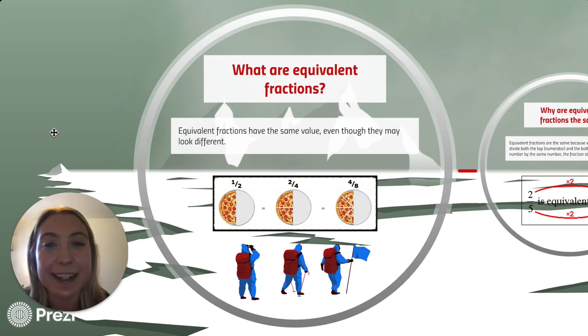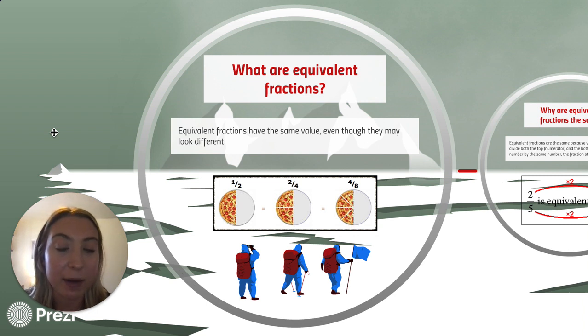Hello third grade, we're continuing with math today with equivalent fractions. So again, what are equivalent fractions? They have the same value even though they may look different. So they might have different numbers, but the same area is being shaded.